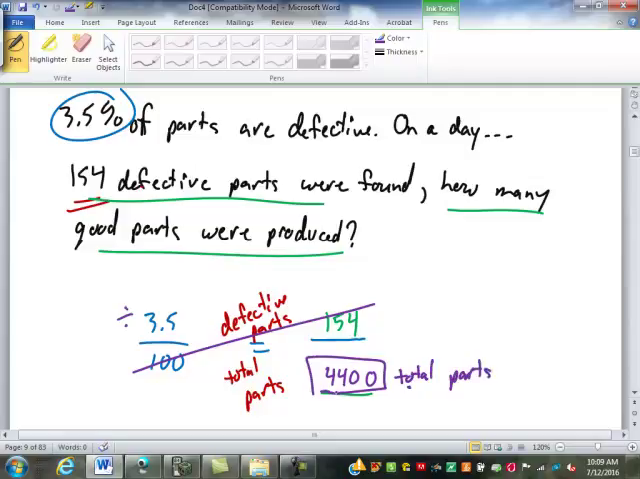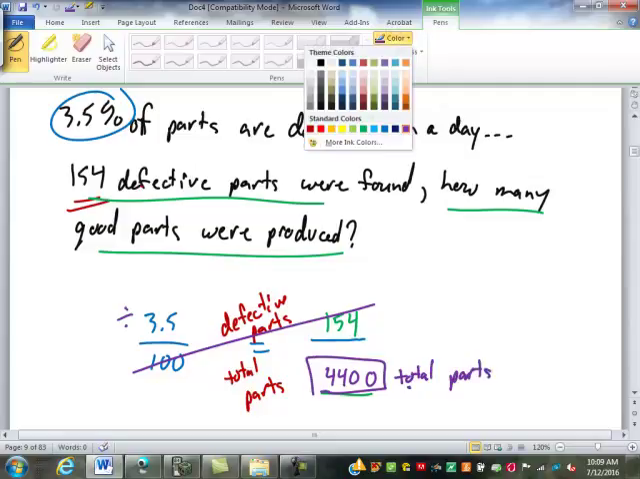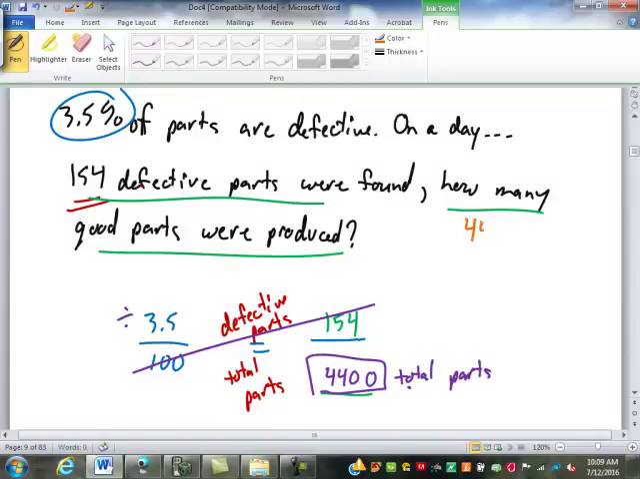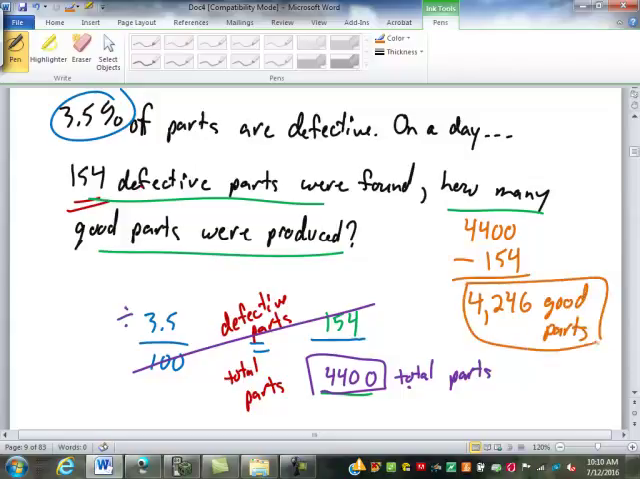How would we get from that to my defective parts? You got it. Perfect. The 4,400 minus the 154 defective parts, which is 4,246 good parts, or acceptable parts, whatever term you want to use for it. So you do have to be careful. Sometimes that missing piece in the proportion is not what you are looking for, but it can help you get to what you are looking for.